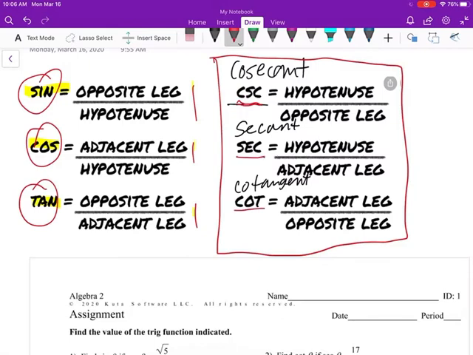Now these are just like sine, cosine, and tangent, but notice the relationship. What we've done is we've flipped the relationship. So we have hypotenuse over opposite, hypotenuse over adjacent, adjacent over opposite. These just allow us to solve other things, and sometimes these ratios are easier to work with than the normal ones. So we're going to take that information, and that's what you're going to do with this assignment.